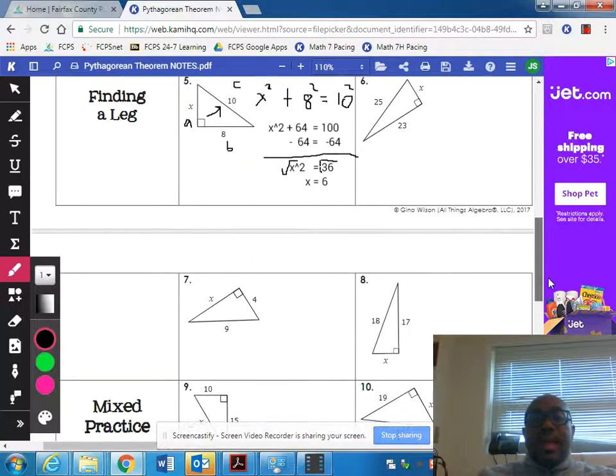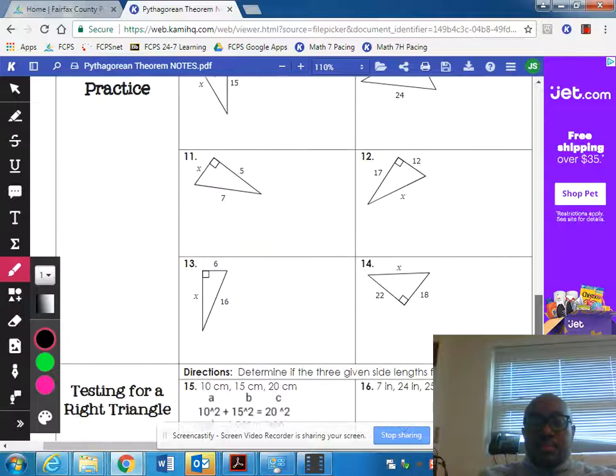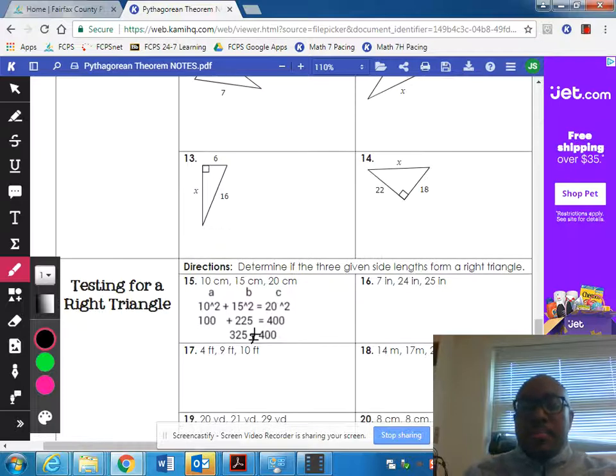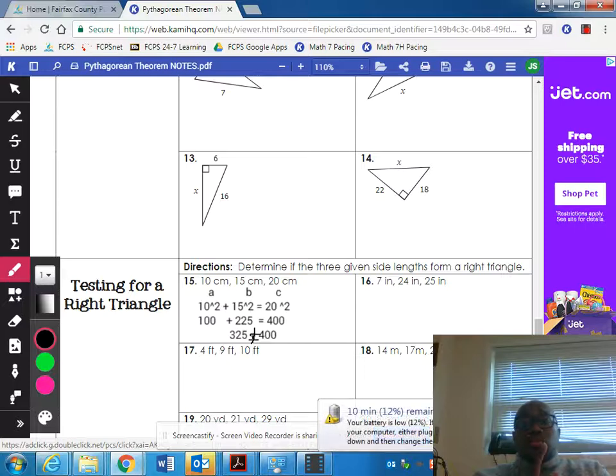Now, the last example that I want to do with you guys is testing for a right triangle. When we're testing for a right triangle, we are still using the Pythagorean theorem, but notice that they give us all three sides at the beginning. So we plug all of those numbers into the Pythagorean theorem to determine whether or not it gives us a true statement. If it does, then we know that it is a right triangle. If it does not, then it is not a right triangle.